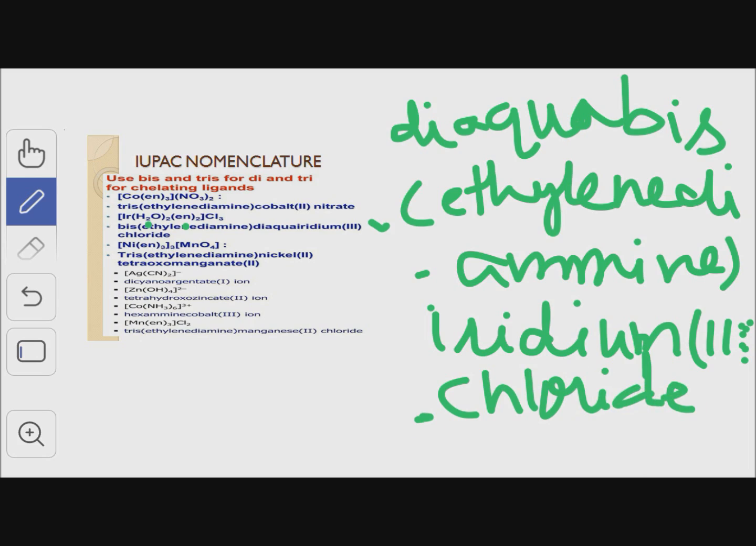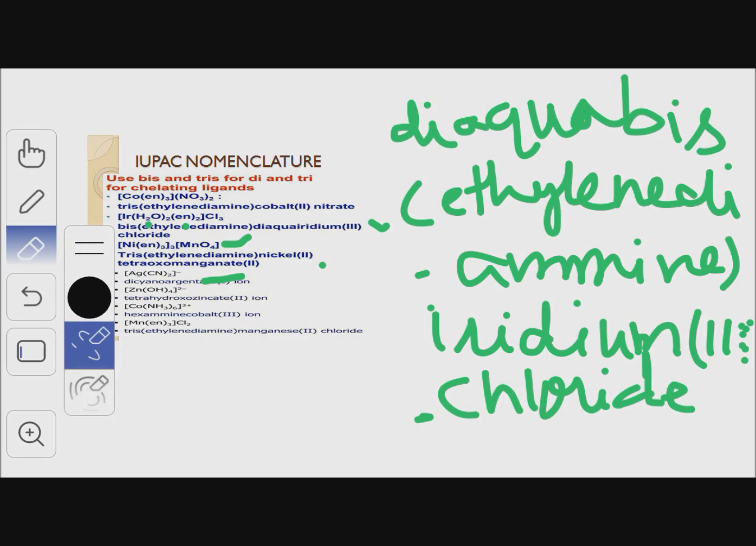And the next one is tris ethylene diamine. It has 2 coordination spheres having 2 central metal ions. First we write the cationic part, then we write the anionic part. Tris ethylene diamine nickel 2, then tetraoxomanganate. Here the name changes from manganese to manganate because it comes in the anionic part.